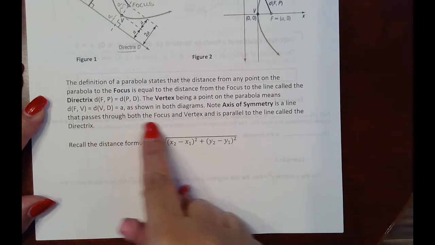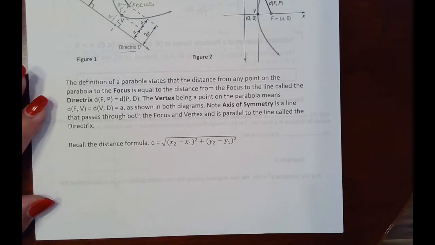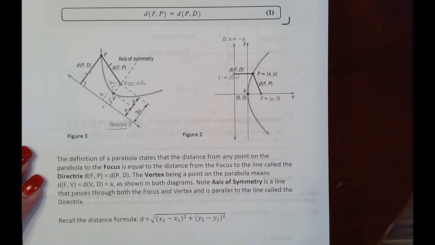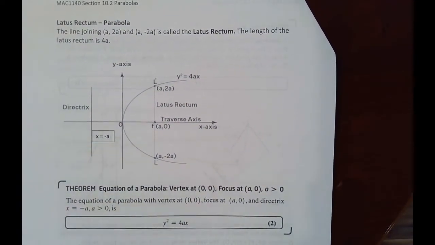Okay, all of this is what I verbally just explained and pointed out in the diagrams that you see here. Okay, moving on to the next page. I've included in your outline a picture of what's called the latus rectum.